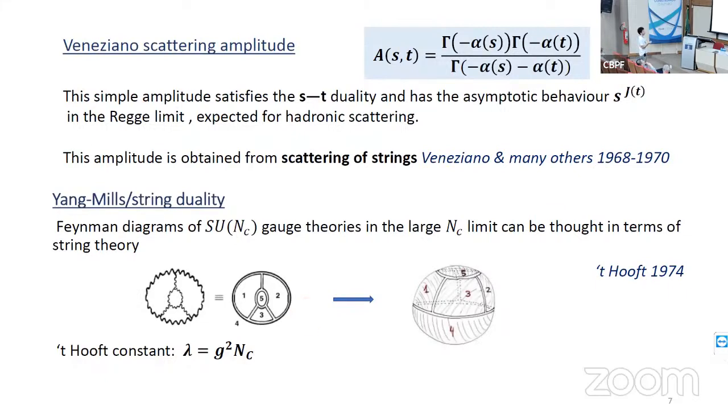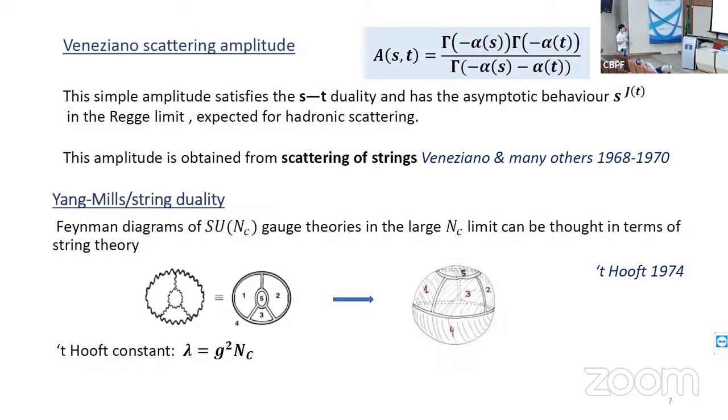Another motivation for this connection between QCD and string theory is the Veneziano amplitude, which was proposed by Veneziano to satisfy the duality in the scattering amplitudes, and this was realized to come also from considering a scattering of open strings. So there was another hint of a connection between hadron physics and string theory.